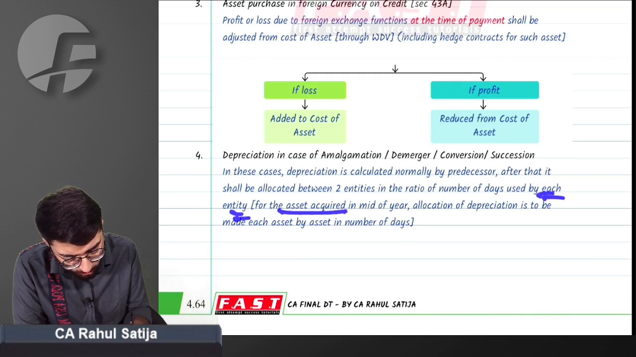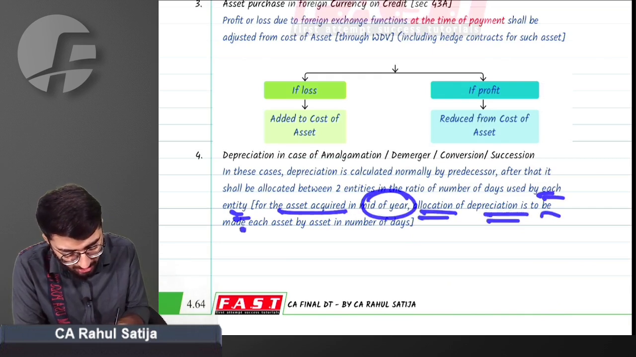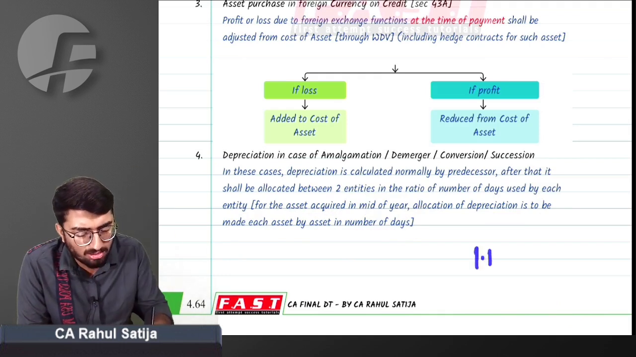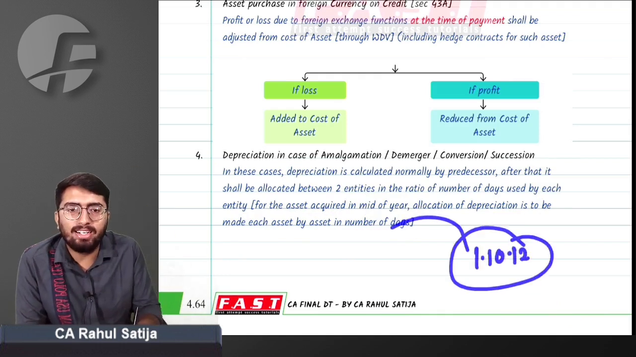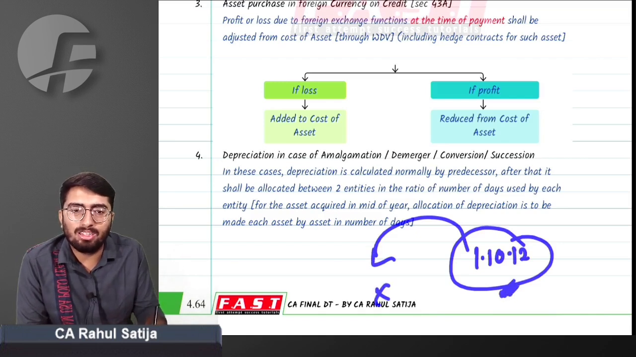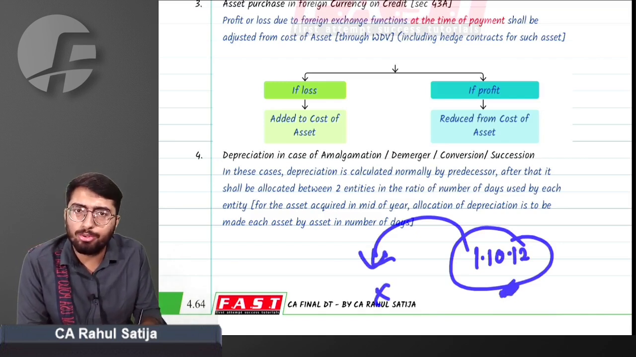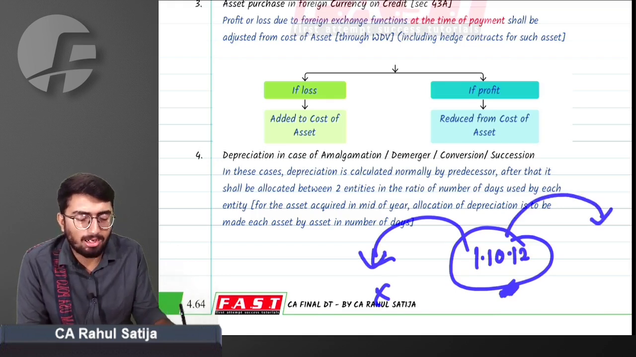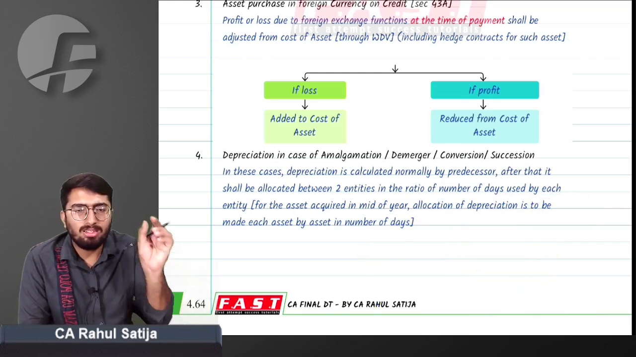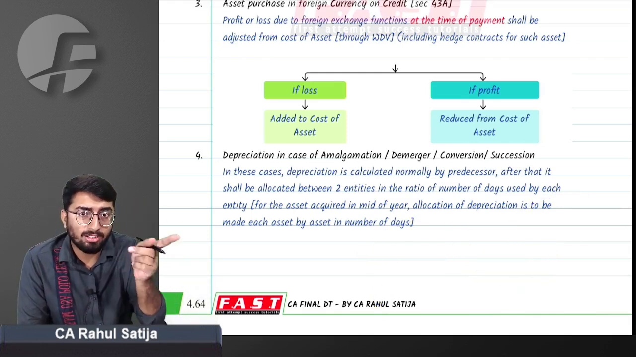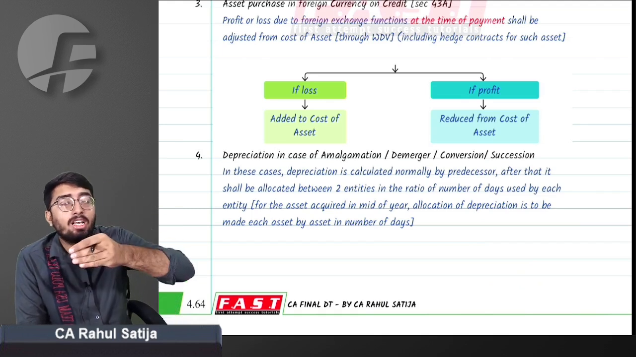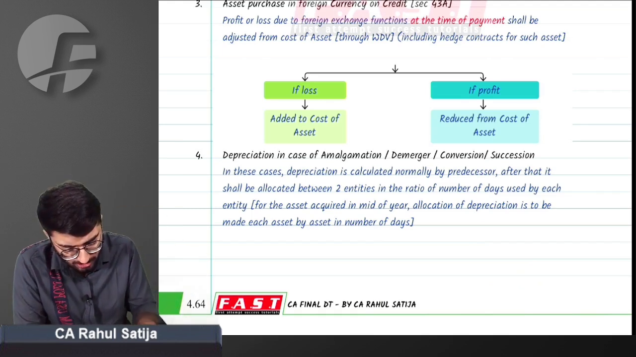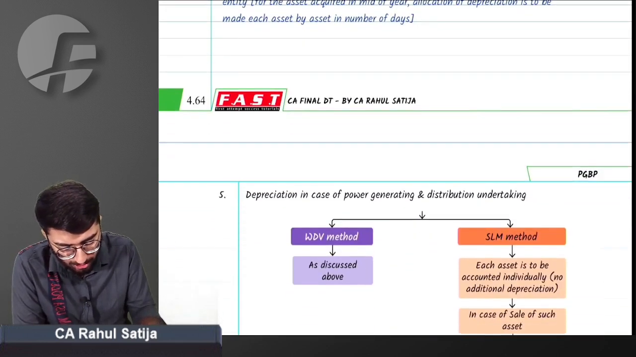For an asset acquired in the middle of the year, allocation shall be made by the number of days the asset is used by each entity. For example, the asset was acquired on, sir, 1st October only. Then how many days would the old entity have used? Sir, since the acquisition or amalgamation was on this date, that means the old entity has not used this asset. Then complete depreciation will be allowed to the new entity. That means you have to catch the date of acquisition, and based on that date, you have to allocate it between the number of days used by the old entity and the new entity. This is how you have to calculate depreciation in case of amalgamation and succession.